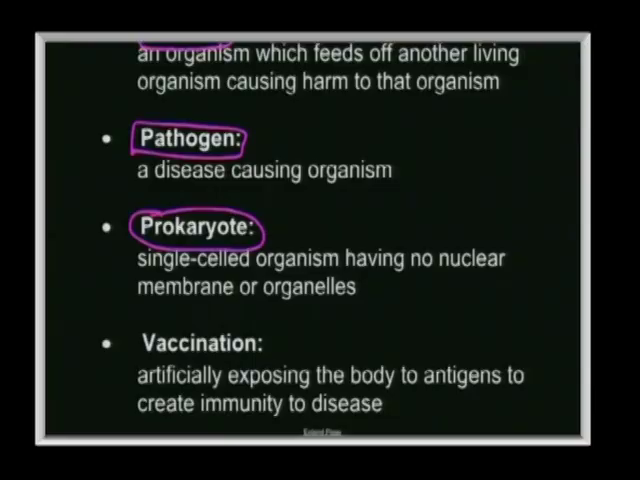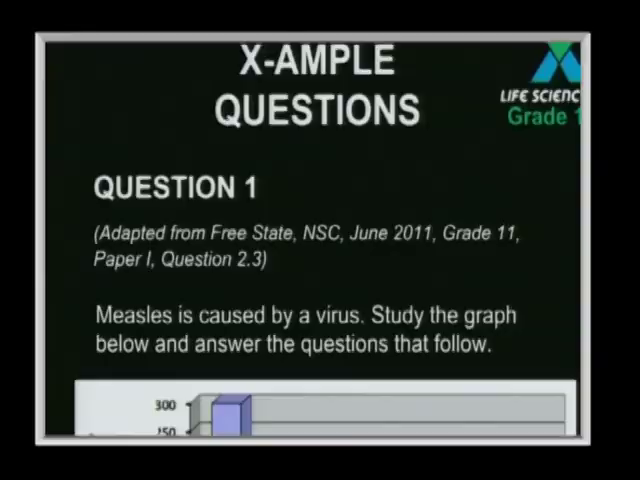A vaccination or immunization is where the body is artificially exposed to a form of the virus that has been rendered harmless. This means that you will make antibodies that will stay in your blood for the rest of your life. Let's look at some examples of questions that you may be asked in your examinations.